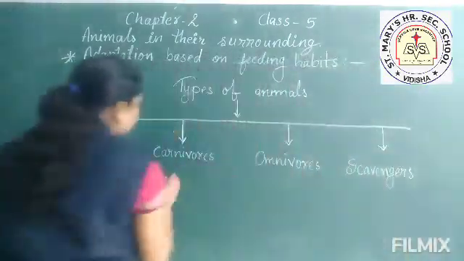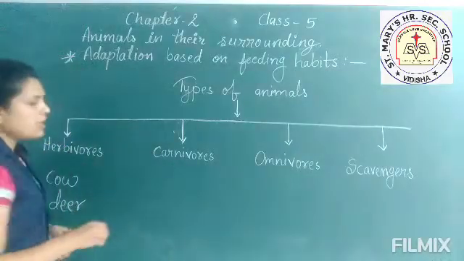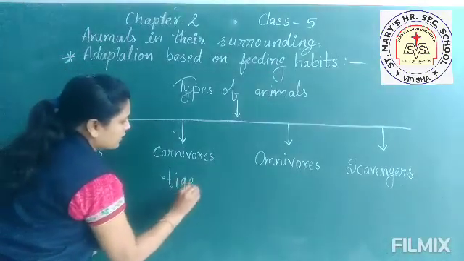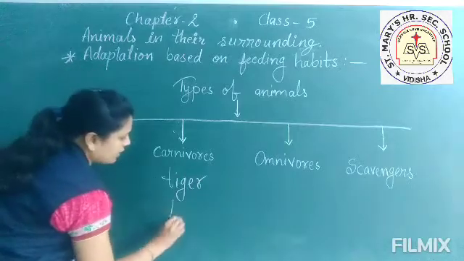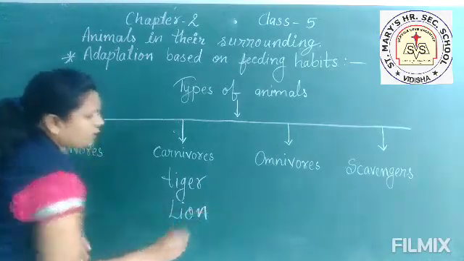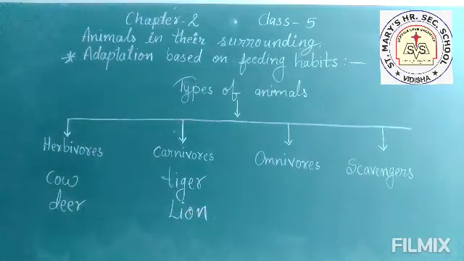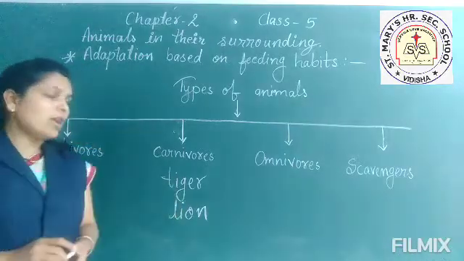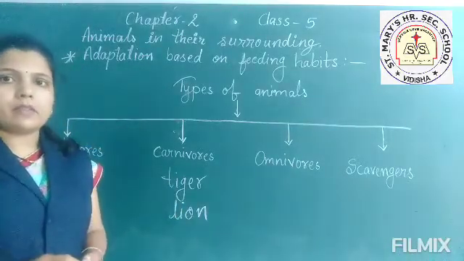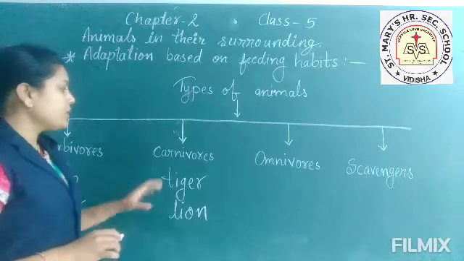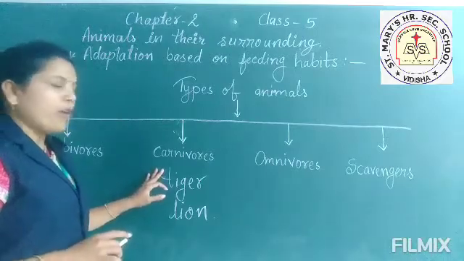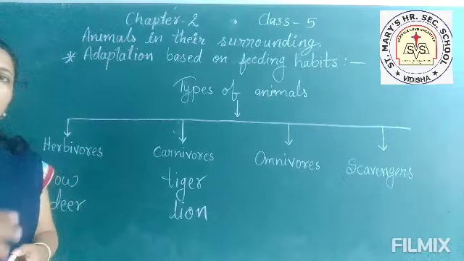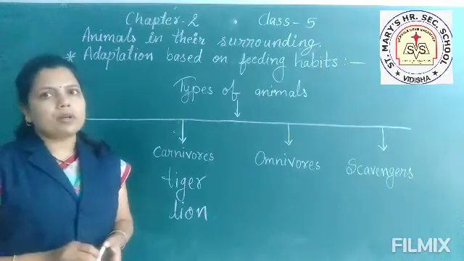And the examples of carnivores are tiger, lion. They are the examples of carnivores. They have sharp and pointed canines and very broad molars.